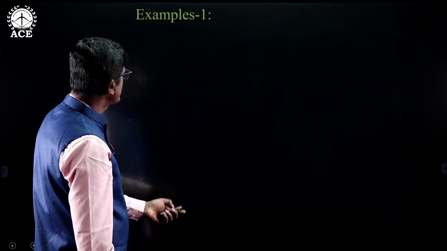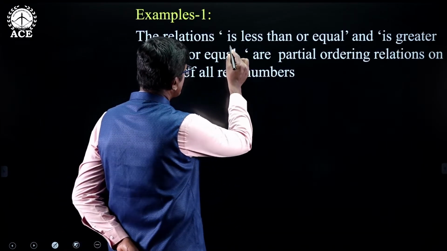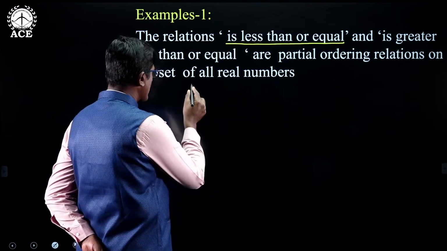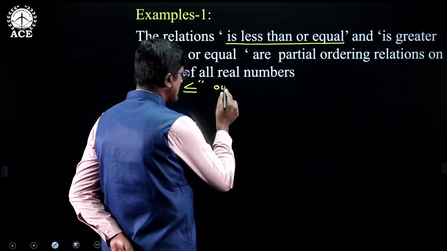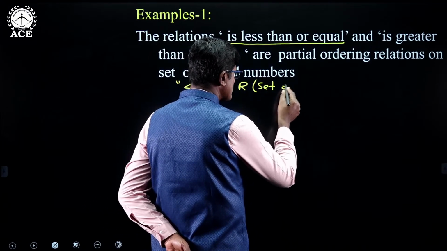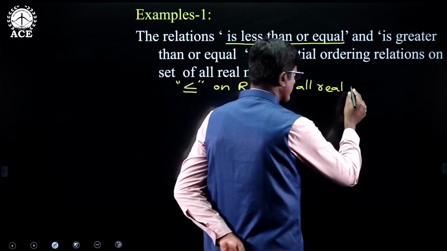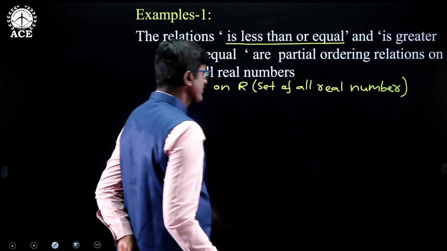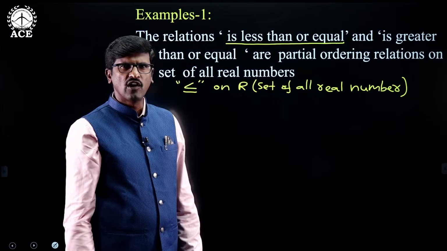Now we'll see the examples for this partial ordering relation. First I am taking the relation less than or equal to. This is the relation which is defined on the set of all real numbers. R is nothing but the set of all real numbers. So I am taking the relation less than or equal to, and the set of all real numbers.